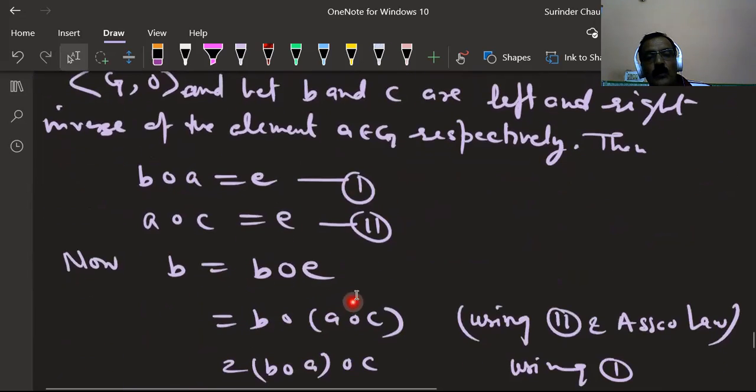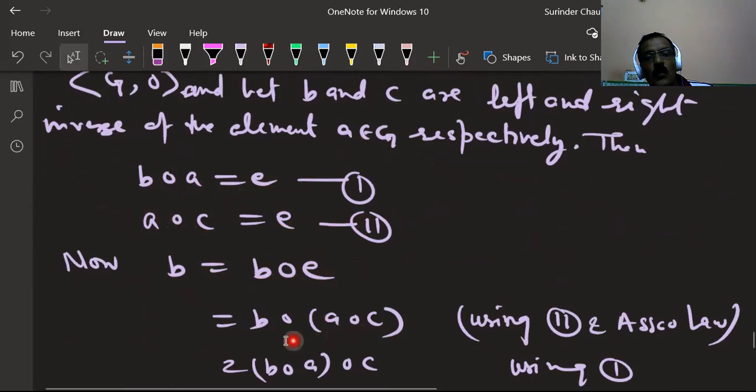Now, first and second equations are equal. Now, because E is the identity element of G, B composition with E we can write as B. This is again equal to B. Now substitute the value of E from the second equation here. So we get another equation.